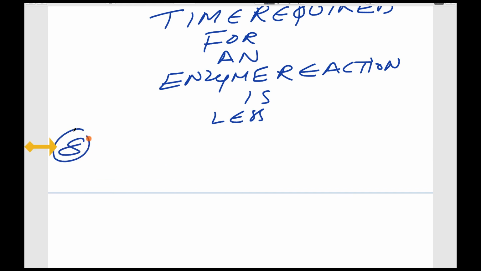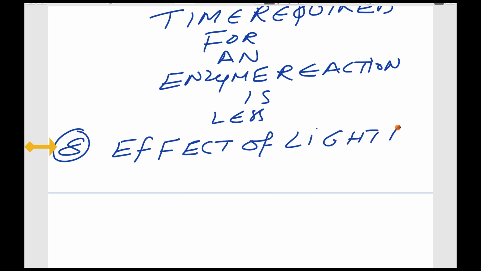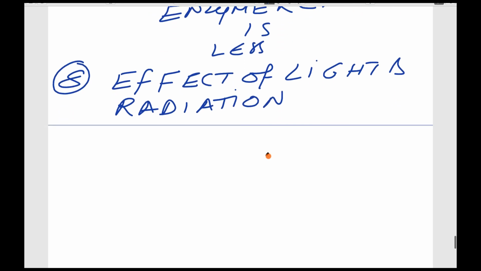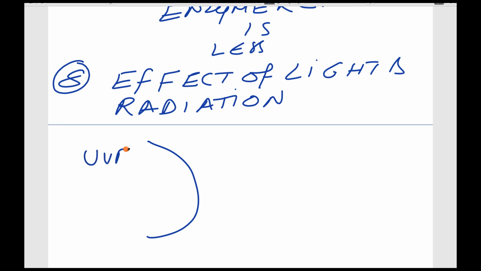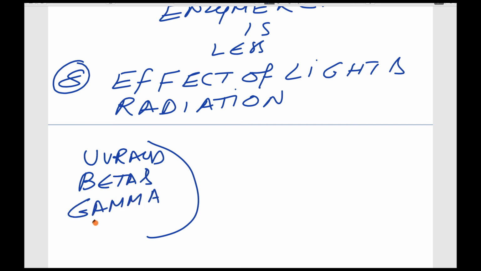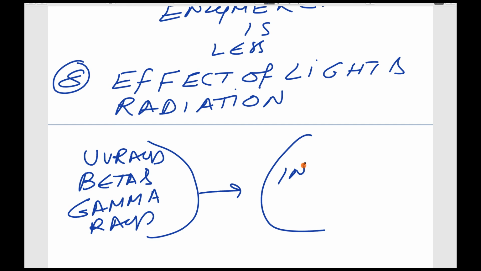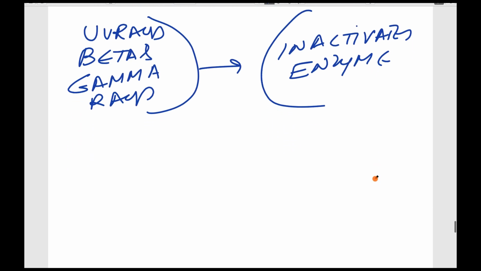The next one is effect of light and radiation. What does it mean? Suppose in the presence of UV rays, beta and gamma rays, what happens in this condition? They inactivate the enzymes. So this is about the effect of light and radiation.